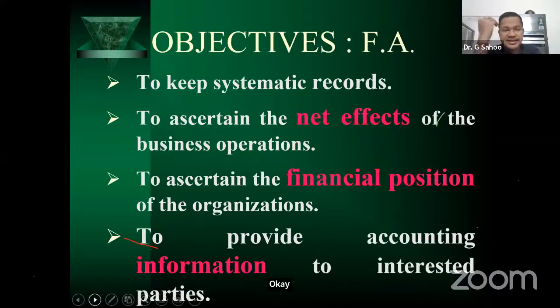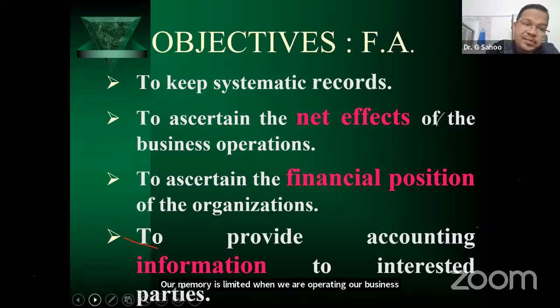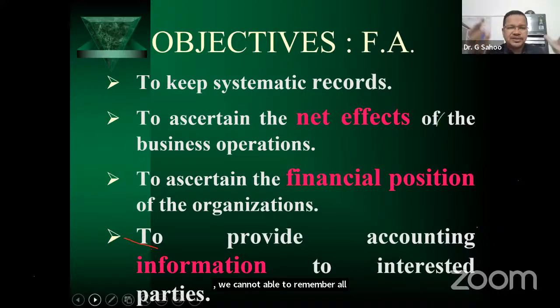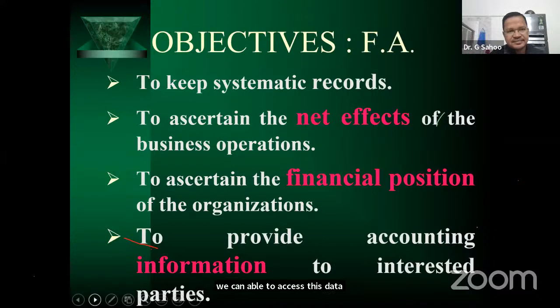Next, let us discuss the objectives of financial accounting. These are a few objectives I have cited here. First one is to keep systematic records. Dear friends, we are all human beings and our memory is limited. When we are operating our business, we cannot remember all the transactions in a particular year. The transactions done in a particular day must be recorded in a separate set of books, so it will act as a permanent record. As and when required, we can access this information. Preparation of books of accounts.